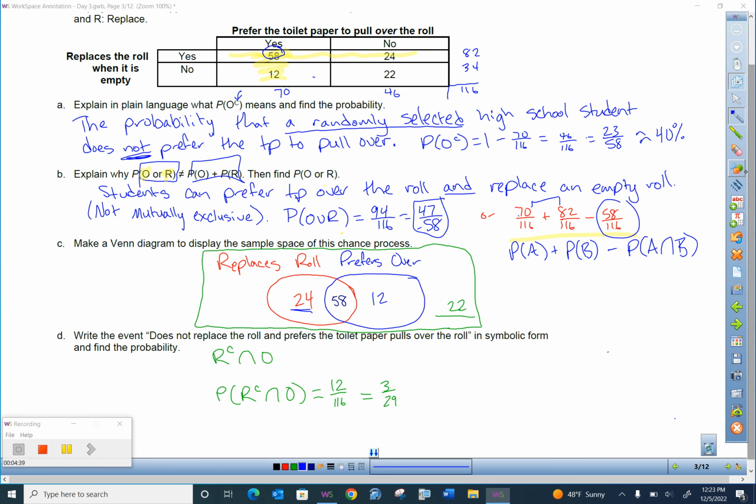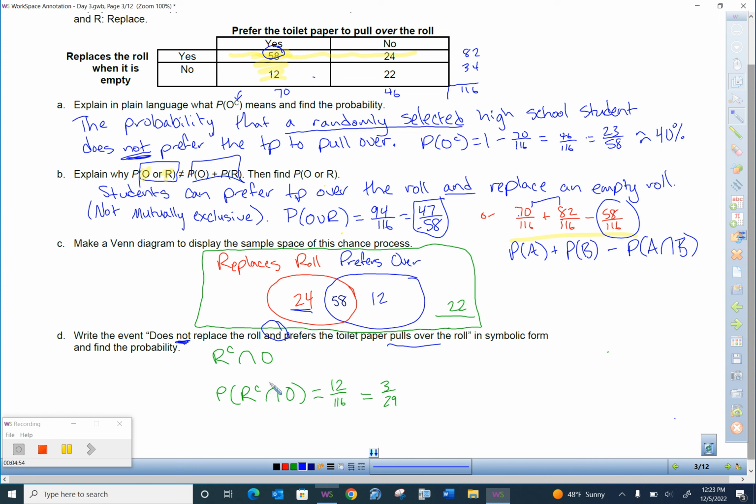And then you were asked about "does not replace the role." This "not" means complement, so R complement. And then "and," which we talked about last time, is intersection. So that upside down U looks like an N for intersect. And then "prefers the toilet paper pull over," so that's your O. And then we want to find the probability of that.